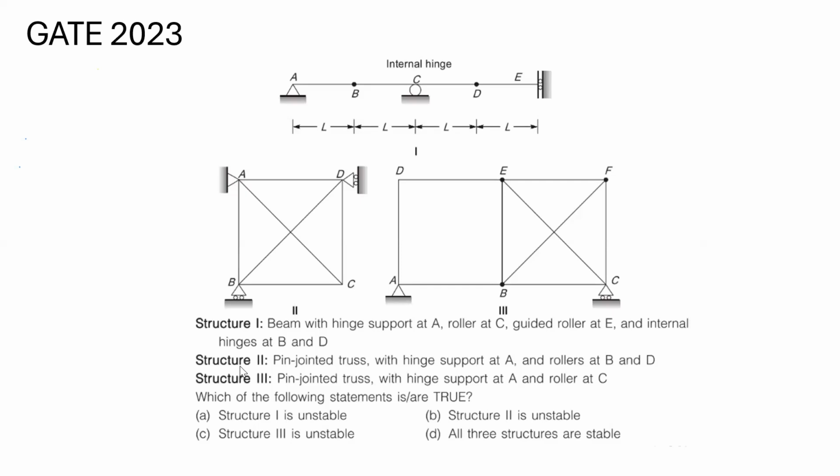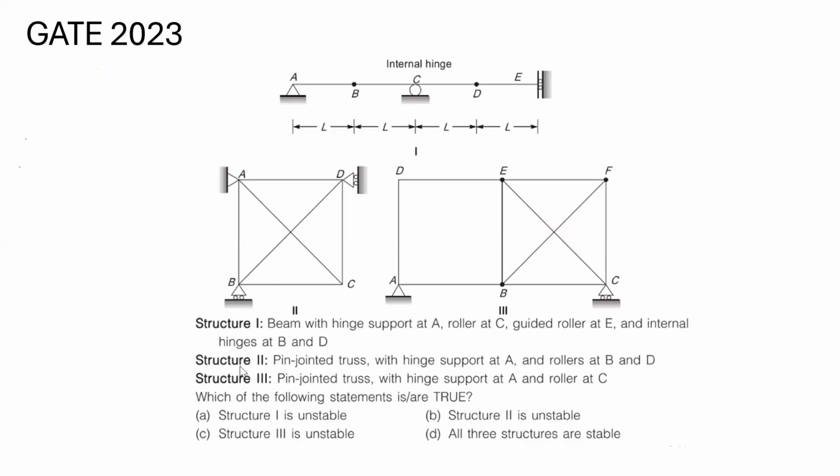The third structure is also a two-dimensional truss, A, B, C, D, E, F. So structure one: beam with hinge support at A, roller at C, guided roller at E, internal hinges B and D. Structure two: pin jointed truss, hinge support at A, roller support at B and D. Structure 3: pin jointed truss with hinge support at A and roller at C. This is from GATE 2023.